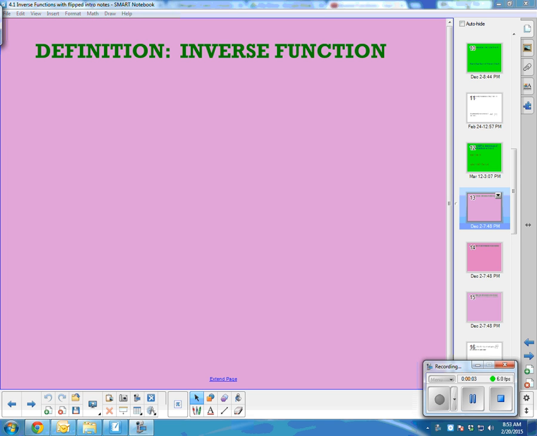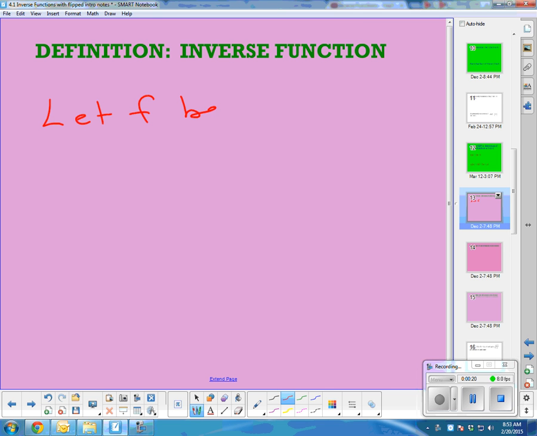Okay, now that we've worked through what it means to be one-to-one and how to determine if a function is one-to-one or not, now we can really get into what we want to work on here, our inverse functions. So the definition of an inverse function starts with: let f be a one-to-one function. That's why we took all the time to deal with one-to-one, because the whole idea about inverses does not work for functions that aren't one-to-one. So we need to be absolutely sure that the functions we're dealing with are one-to-one.